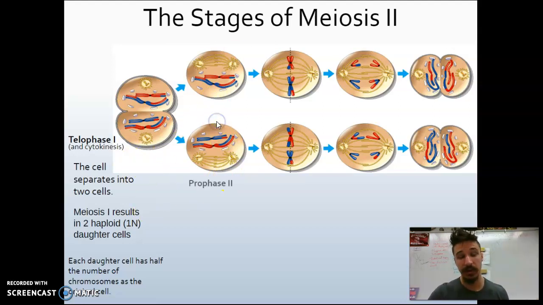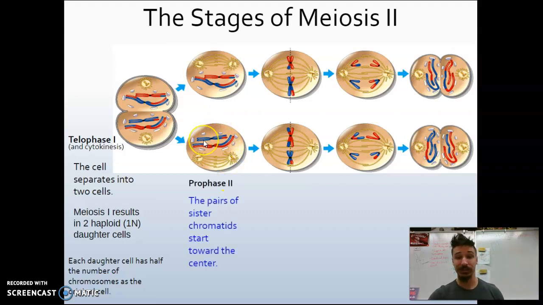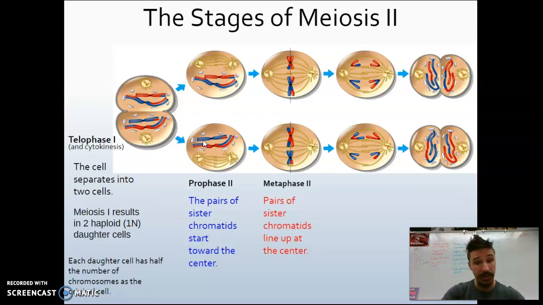So let's follow this out. In prophase 2, the pairs of sister chromatids, the duplicated chromosomes, are going to start moving toward the center of the cell. The nucleus started to reform, but then it gets broken down again. The spindle complex is beginning to form between the centrioles. Metaphase 2, just like in mitosis, pairs of sister chromatids line up at the center of the cell. This looks much more familiar to us than previous stages, like in meiosis 1.